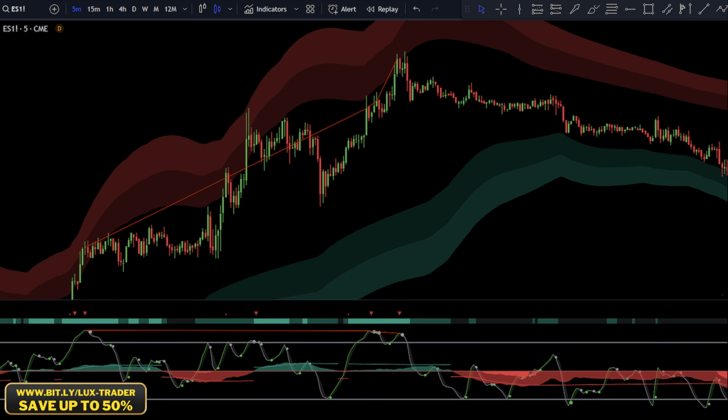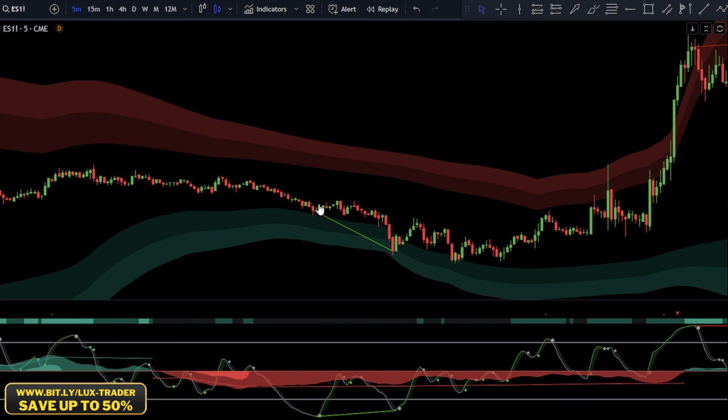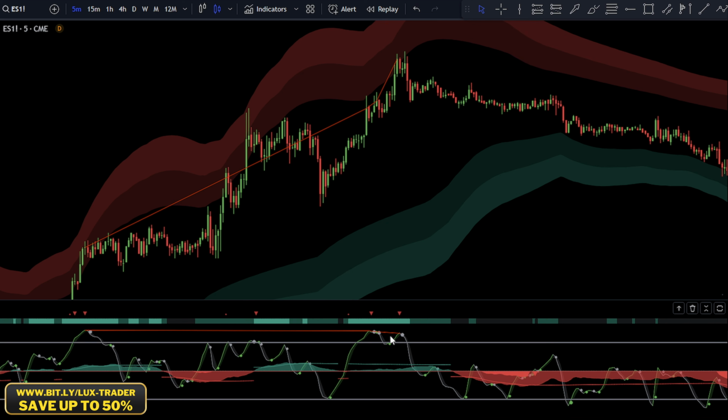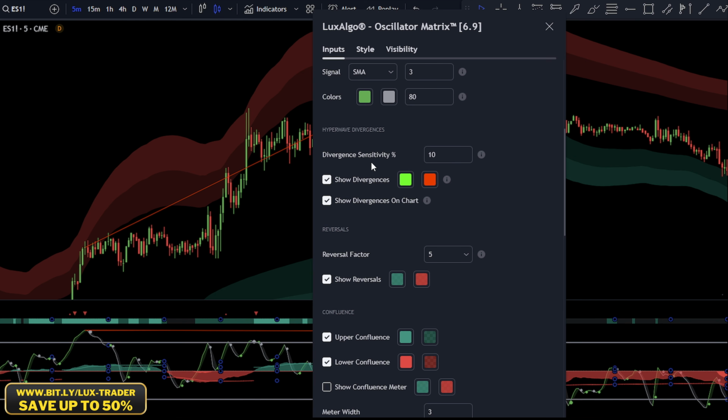And now let's understand divergences. Divergences highlight differences between price movements and the hyperwave oscillator, and they are detected in real time. A green line signals a bullish divergence, while a red line signals a bearish divergence. You can adjust the sensitivity of divergence detection, but for this strategy, we'll rely on the 10% sensitivity.